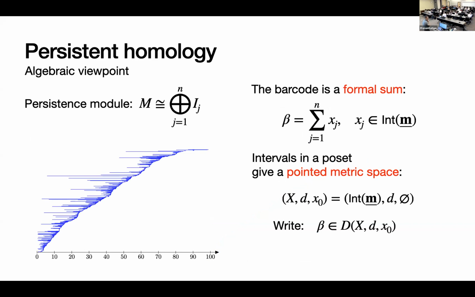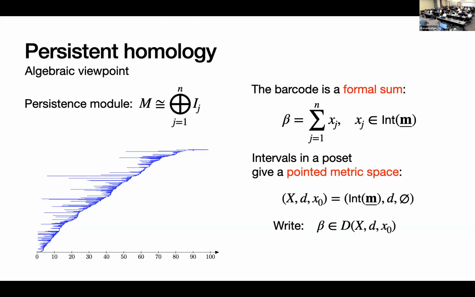Okay, now let me look at that in a little more detail. From an algebraic point of view, our persistence module has a direct sum decomposition into interval modules. And if we just look at that collection of intervals, it's usually described as a multiset. So the multiset of intervals is the barcode.